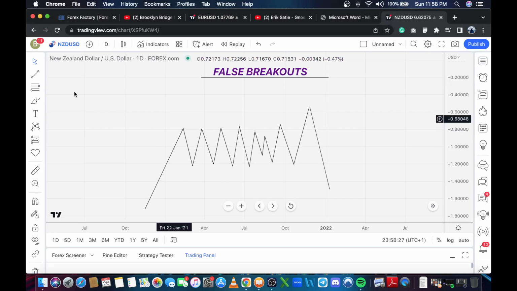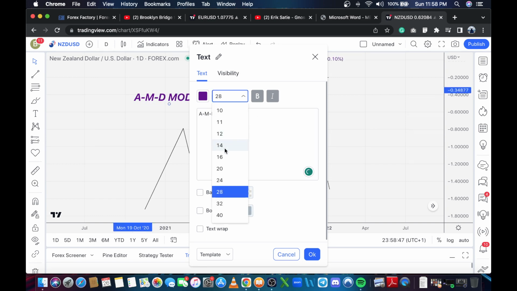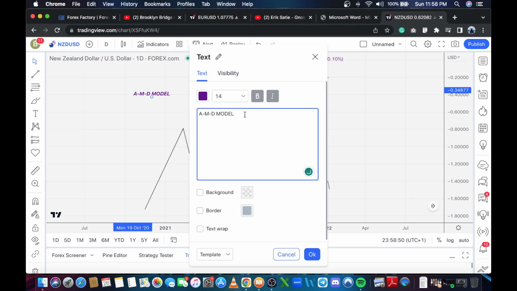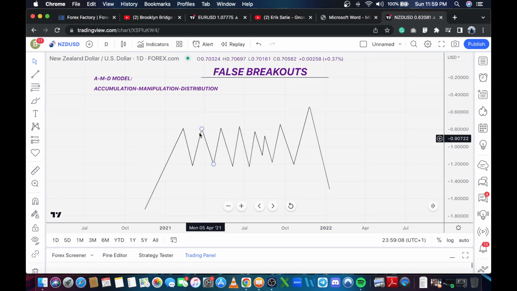Now the AMD model is just building upon that three-step process of the range or price engineering liquidity. Okay, so let me just type this out so you understand what I'm saying. We call this the AMD model. I'll make this a little bit smaller. Okay, that means accumulation, manipulation, distribution. Accumulation, manipulation, distribution.